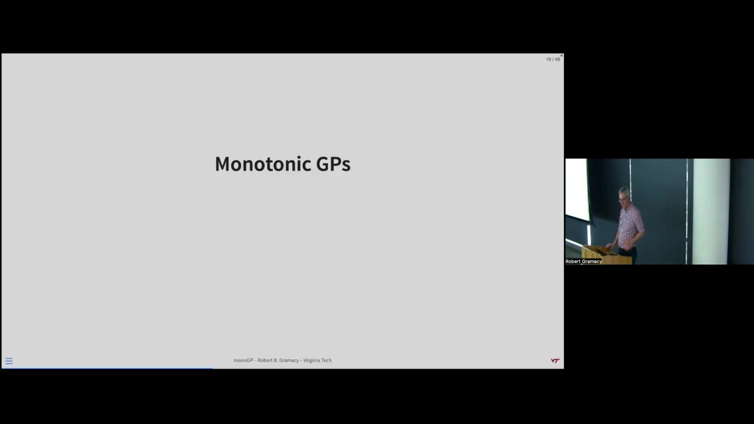Okay, so I'm going to tell you about monotonic Gaussian processes. What am I thinking is a monotonic Gaussian process? This is one where the function that I want to learn is monotonic. So in one input dimension, that means as my x's track from left to right, the function is increasing or not decreasing. Or it could be the other way around. It could be decreasing, not increasing.